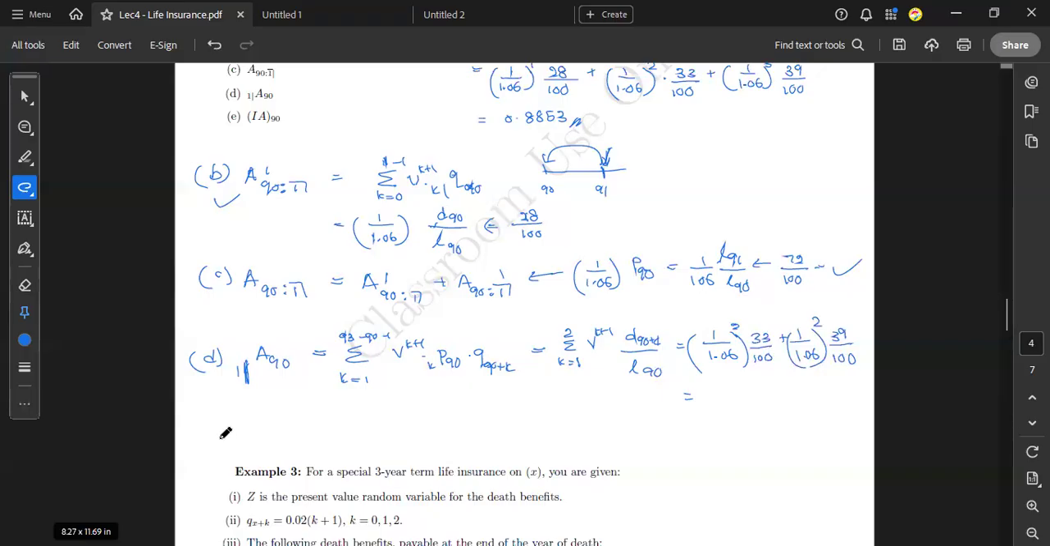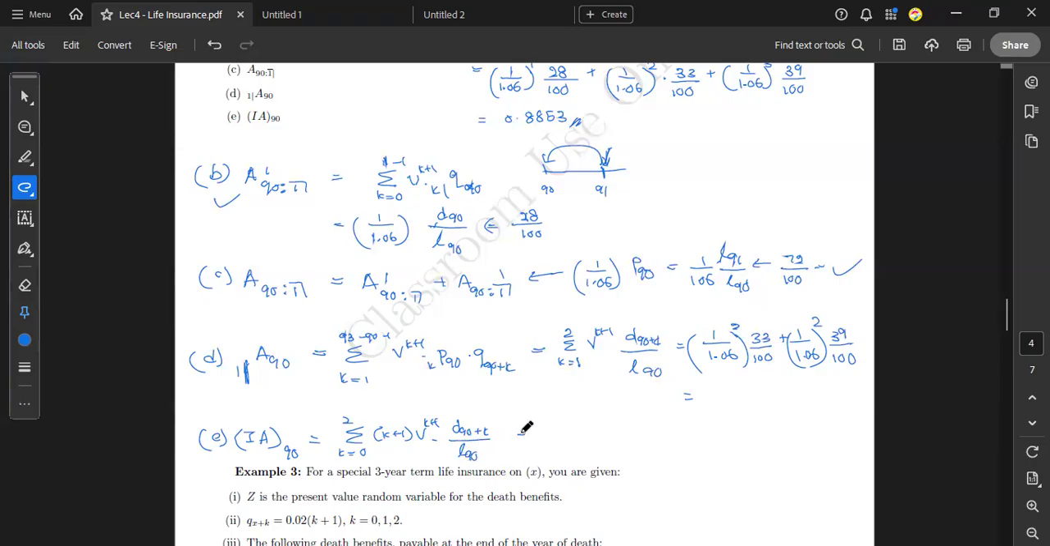And for part E, it is increasing starting from 90, and from the definition, k goes from 0. We have only 2 more years to go there, from 0 to 1, 1 to 2. Since it is increasing annually, we multiply it by k plus 1, and the rest of the part is similar to the level case, which is D90+k and L90.